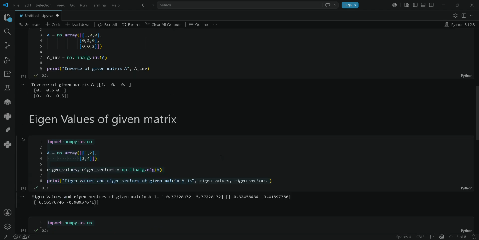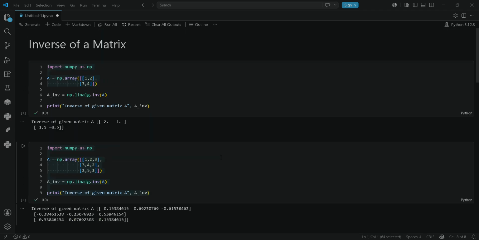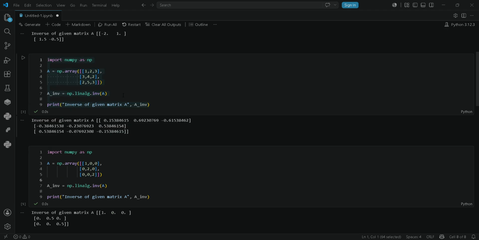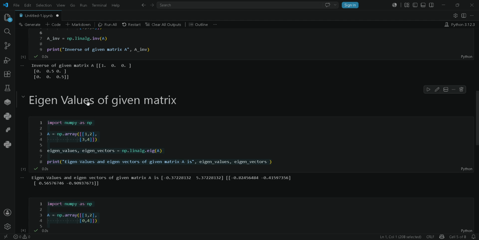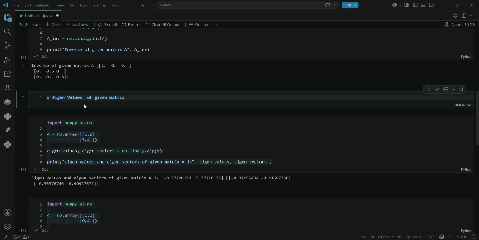And thus we discussed in this section first how to calculate the inverse of a matrix, and then how to calculate the eigenvalues and eigenvectors of a given matrix.